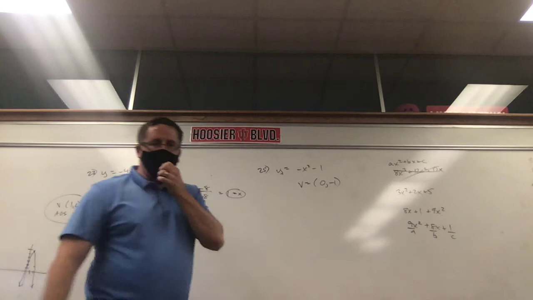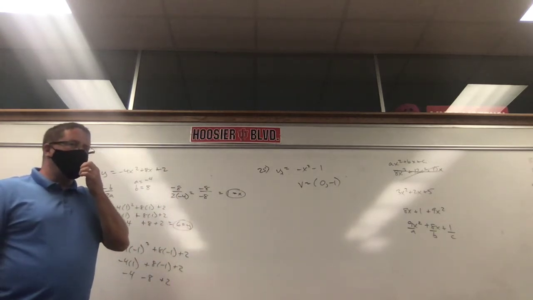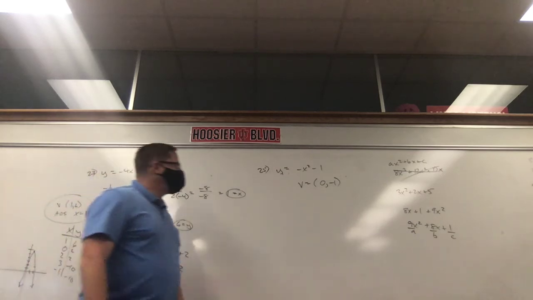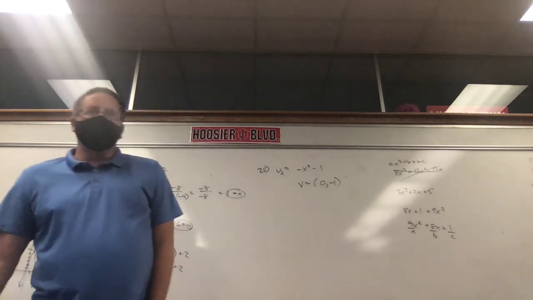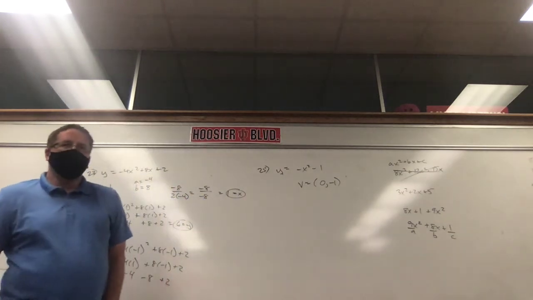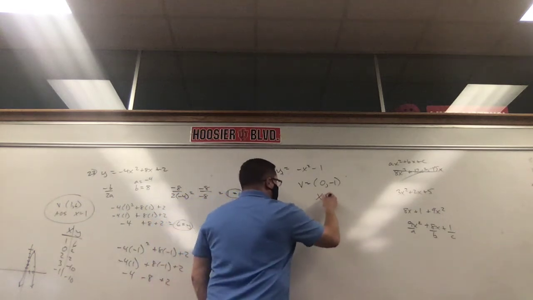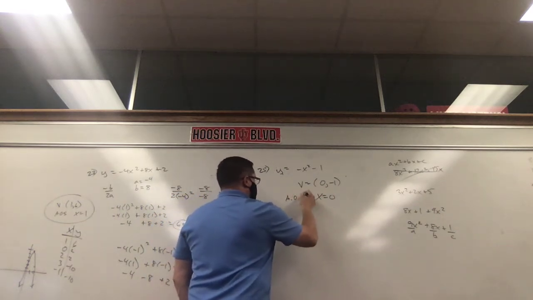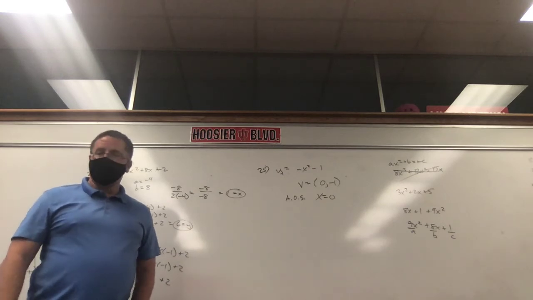Now, one more thing. The axis of symmetry. Some students will say, well, there isn't one because it's 0. Sure it is. When you say axis of symmetry, you're supposed to say what 2 words first? X equals, and what does x equal? 0. 0 is a number.